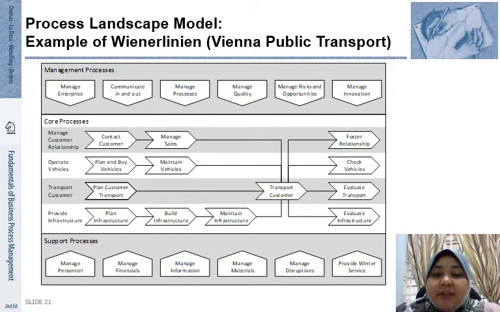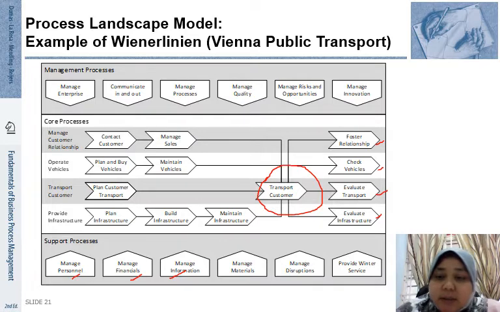And then we have this bridge of all core processes, iaitu transport customer, dan kita ada foster relationship, check vehicle, evaluate transport and evaluate infrastructure. Support processes, we have manage personnel, siapa drivers, manage financial, manage information, and so on and so forth. So this is our process landscape model. Supposing kalau kamu buat investigation akan satu-satu company, maka kamu kena somehow boleh map dia punya service tu dan organisation tu dalam bentuk process landscape model. Okay.